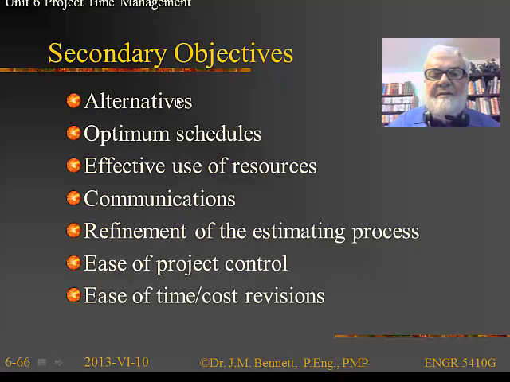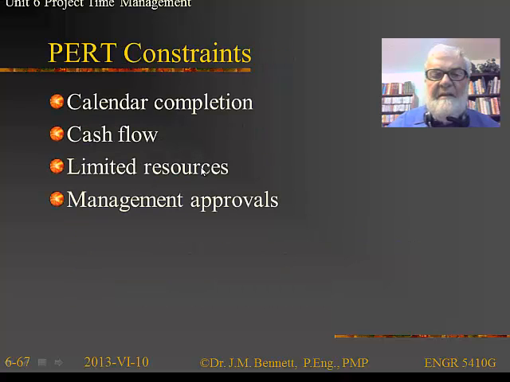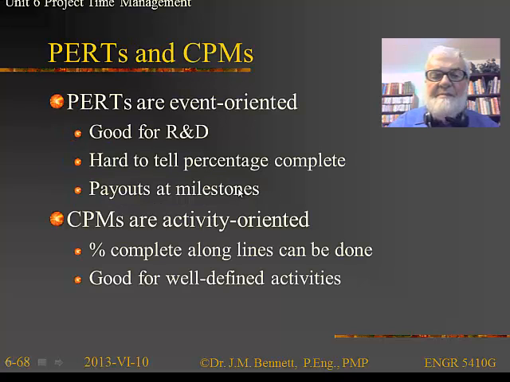Other secondary objectives in handling perturbation analysis are basically taking a look at the consequences of alternatives, trying to optimize the schedule on some basis to effectively reuse resources, and so on. Constraints on the PERT diagram are things like the calendar completion, the flow of cash to make sure we have enough money. What if we have limited resources? What if we have to get management approvals for certain aspects?